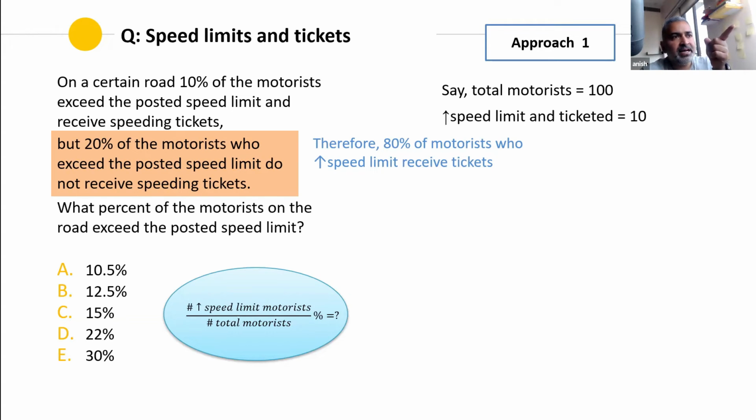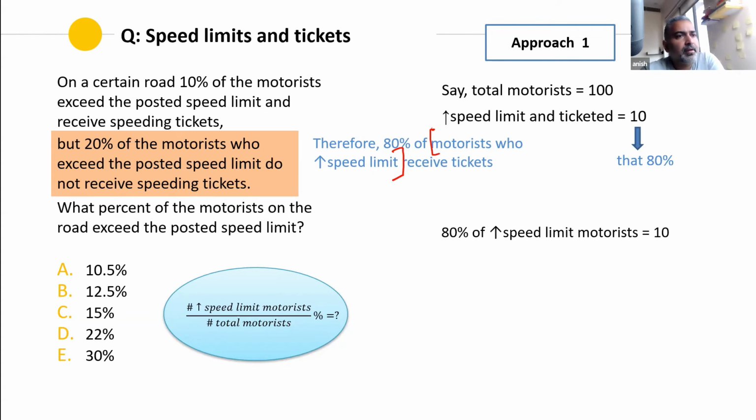So this 80% of this subset, of what subset? Of those people who exceed the speed limit is the same as those 10 people. Right? These are the people who've exceeded the speed limit and have received tickets. And that's what we're dealing with in the second line also. Those 10 people basically are those 80%. Now, 80% of those people who exceeded the speed limit is equal to 10.